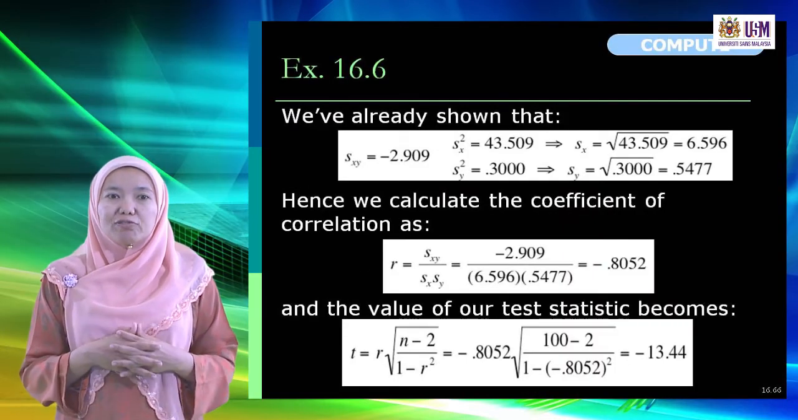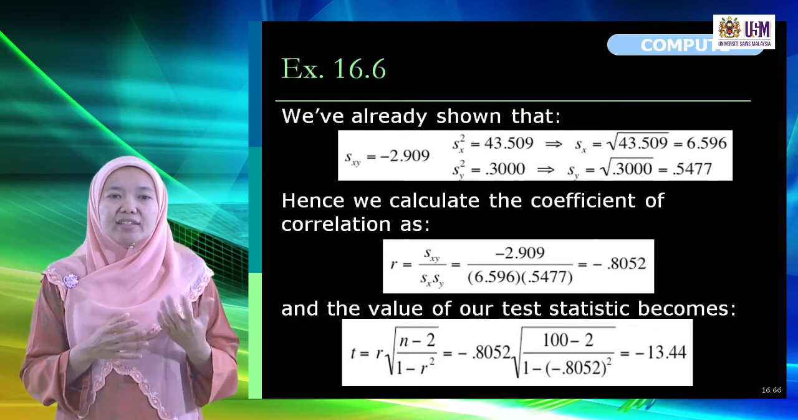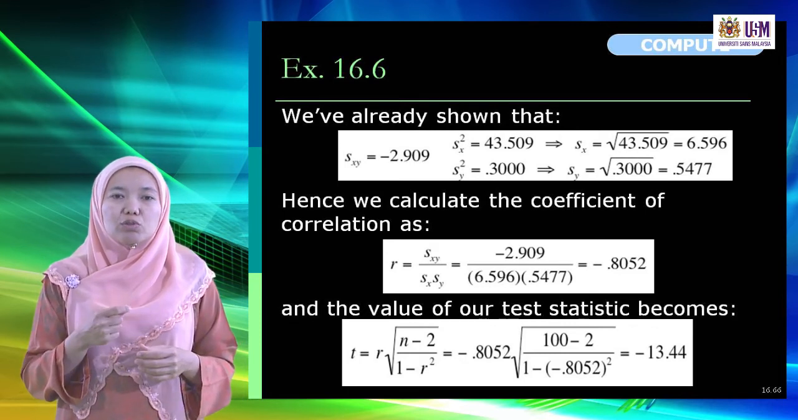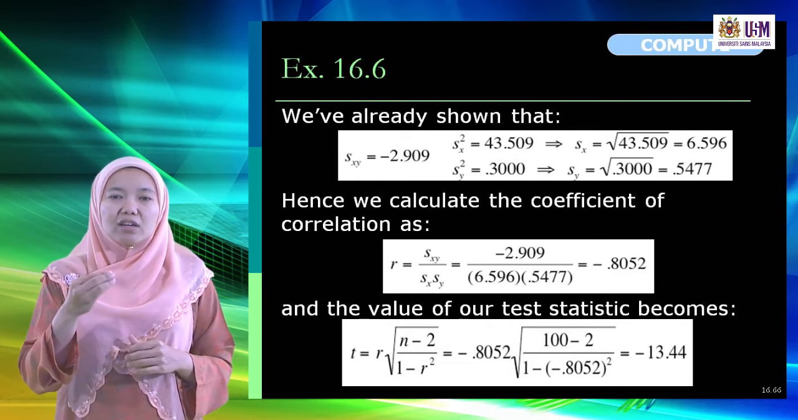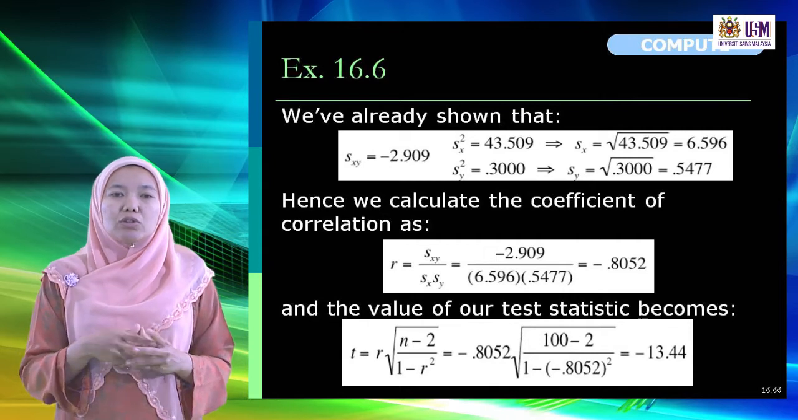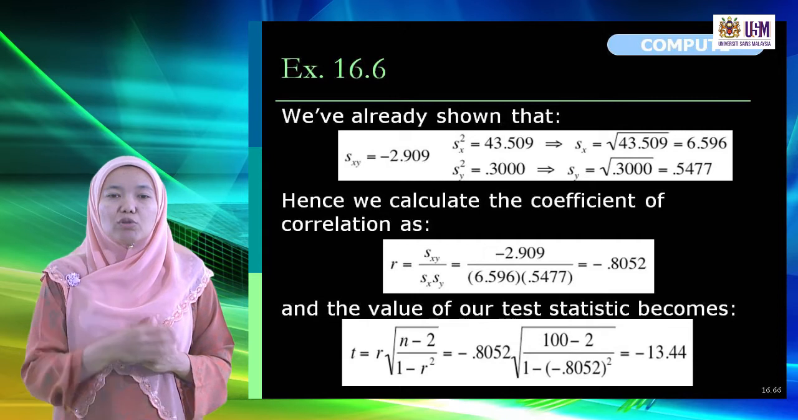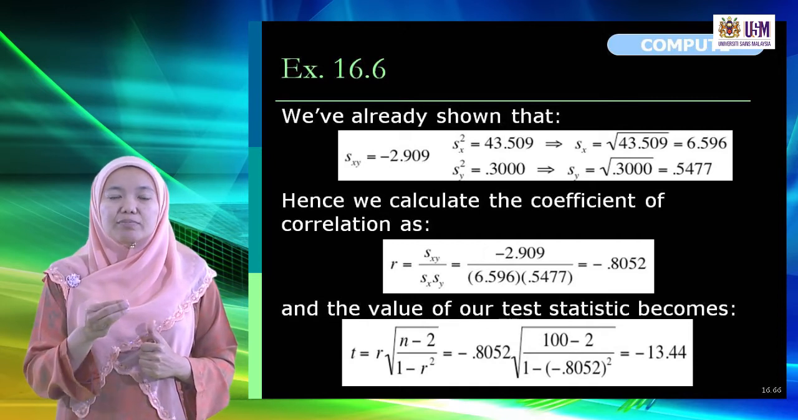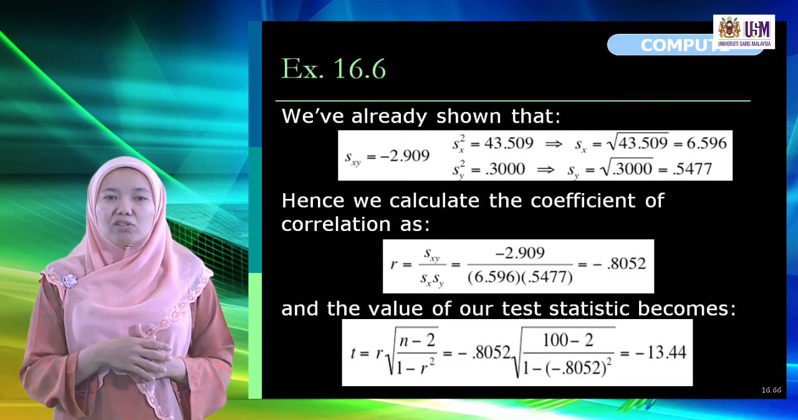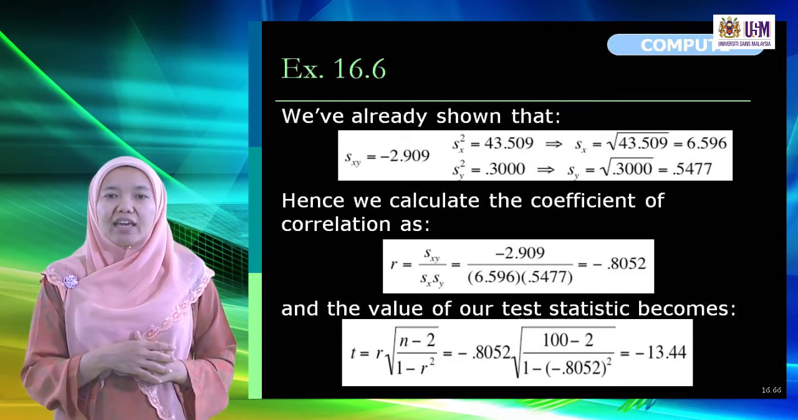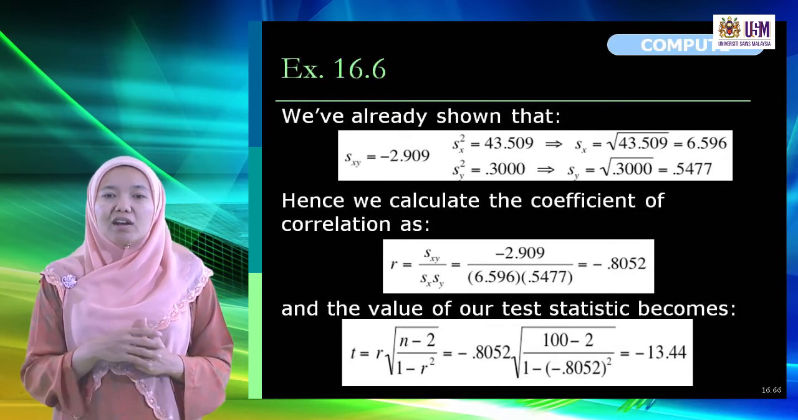When it comes to computation in example 16.6, we already showed that SXY is equal to negative 2.909. How do you get this? It's given there on screen. To calculate the coefficient of correlation, r equals SXY divided by SX multiplied by SY. You put in all the values that you already calculated for SXY, SX, as well as SY.